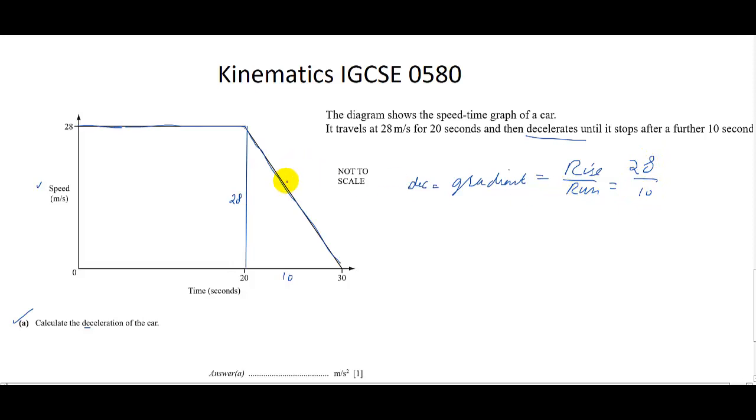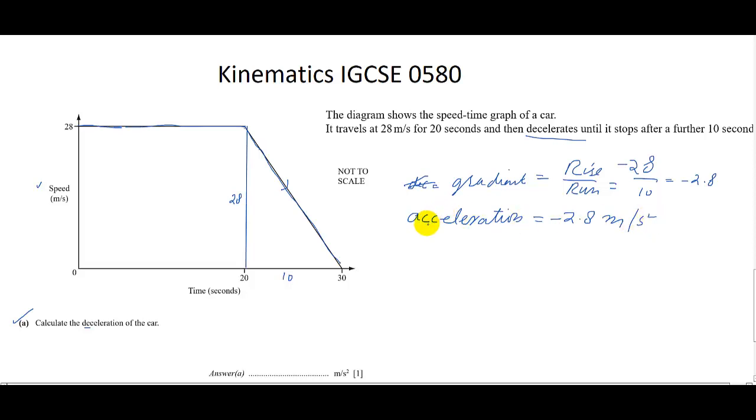As the line is coming down, if you look at the line from left to right, this line is coming down, so the gradient will be negative. So it is minus 2.8. So it is not acceleration, it is minus 2.8 meters per second squared.